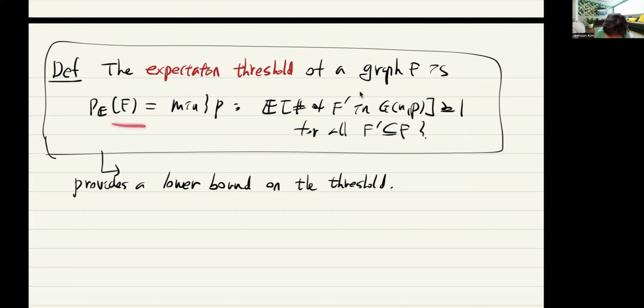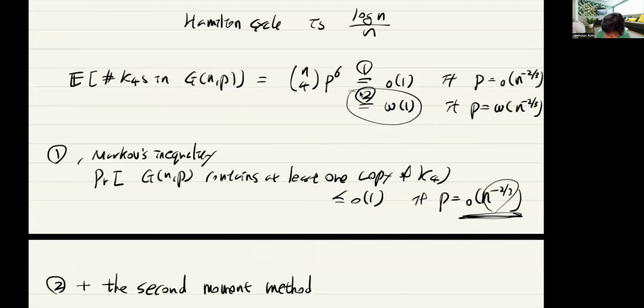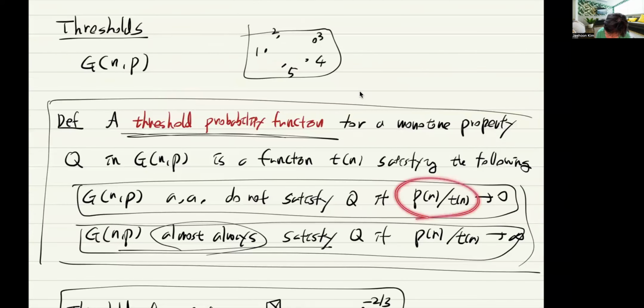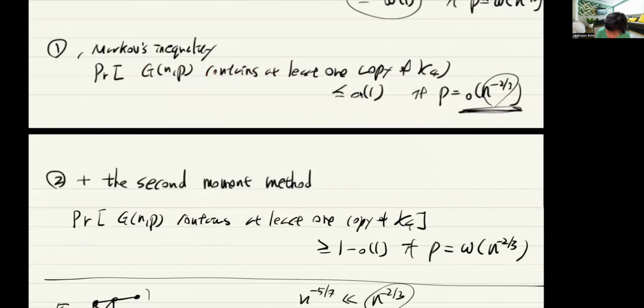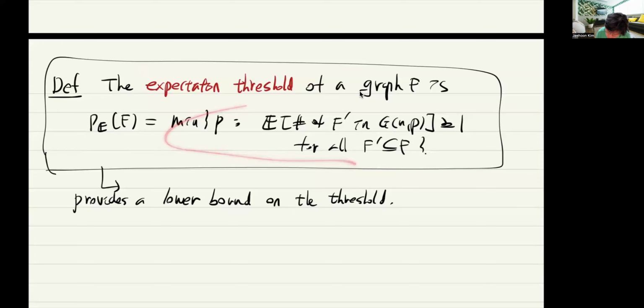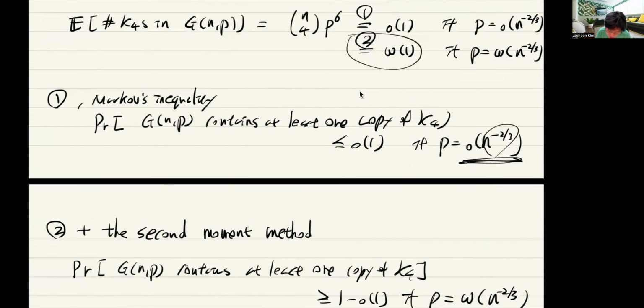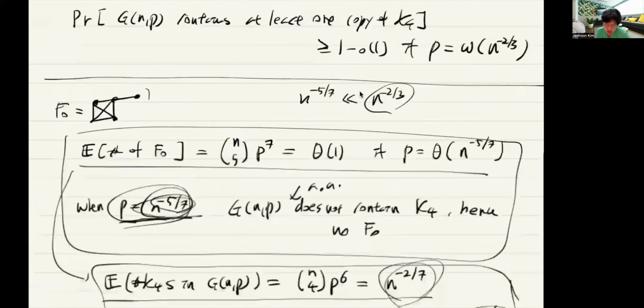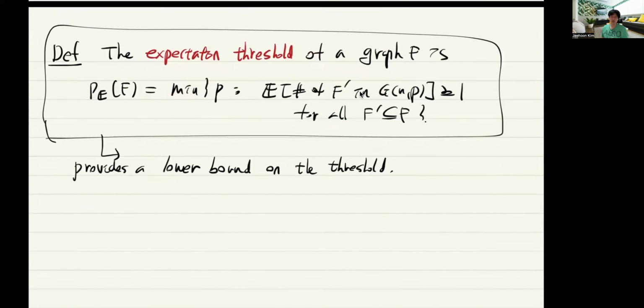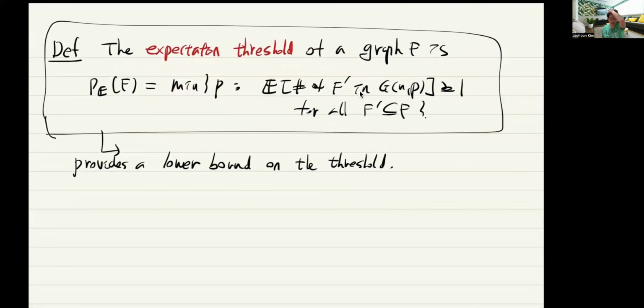Why? With this p, for some F' here, the expectation is 1, right? So due to this definition of the threshold, if your probability is much smaller than the number I just mentioned, the expectation of this specific F' goes to 0, and you apply the Markov inequality to show that with high probability your G(n,p) does not contain F', hence it does not contain F.